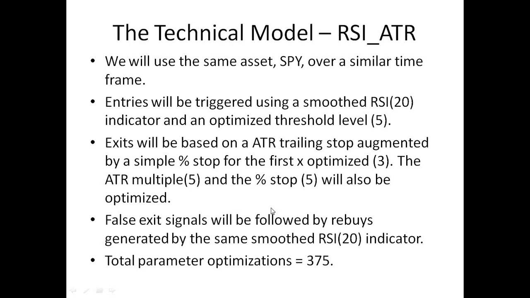The exits are going to be using an ATR trailing stop, and that's going to be augmented by a simple percentage stop for the first X days, 20, 30, 40. We're going to optimize that variable. That gives the ATR function some room to settle out. One of the things you find when you try and slap it right into a momentum system is that you've got to let the system kind of start to go up before the ATR makes any sense, but you need to control risk as well. So that's part of a way to handle that.